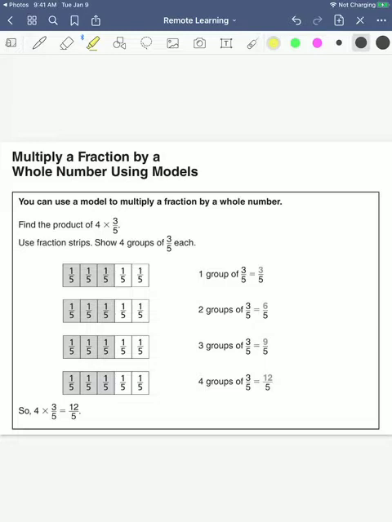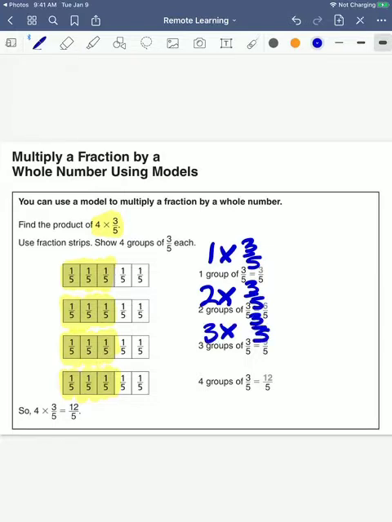This question is asking us to multiply 4 times 3/5. So the image that they have drawn is they drew 3/5 4 times. So here's 3/5, here's 3/5, here's 3/5, here's 3/5. So what this is looking like is 1 times 3/5, 2 times 3/5, 3 times 3/5, and finally 4 times 3/5.